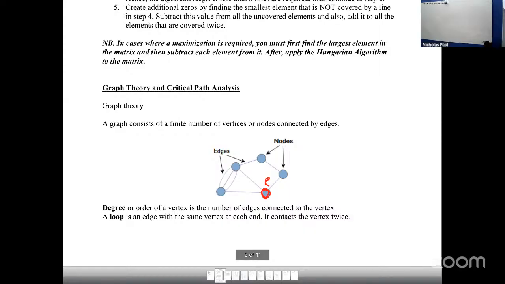All right. So let's take a look at this one here. You have 1, 2, 3, 4, 5. So you have 5 edges. So therefore, the degree of that, let's call that P, is 5. Now, guess what? A loop is an edge with the same vertex at each end. It contacts the vertex twice.